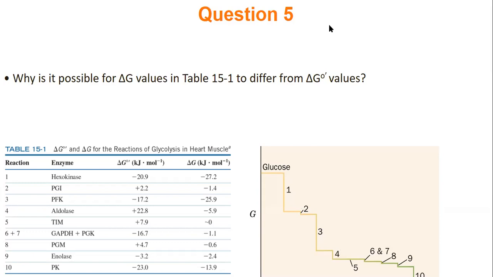One of the biggest changes here is reaction four, right? So if you just look at standard conditions, reaction four is very, very unfavorable. But because of this idea of substrate channeling, the concentration of product here is cut extremely low. Like the product from aldolase is in an extremely low concentration, which makes that reaction favorable. So looking at these delta G values, we can really start to understand how substrate channeling can actually make these reactions favorable.